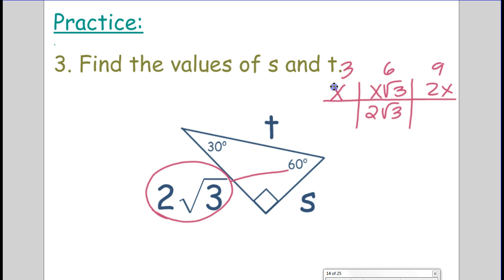Okay, Renard, what would x be? If x root 3 is 2 root 3, what's x? 2. And what's 2x? 4. Ding, ding, ding. Just put the longest one on the hypotenuse and you're good. T is 4 because it's across from 90. And S is 2. Not too bad. 2, 2 root 3, 4.